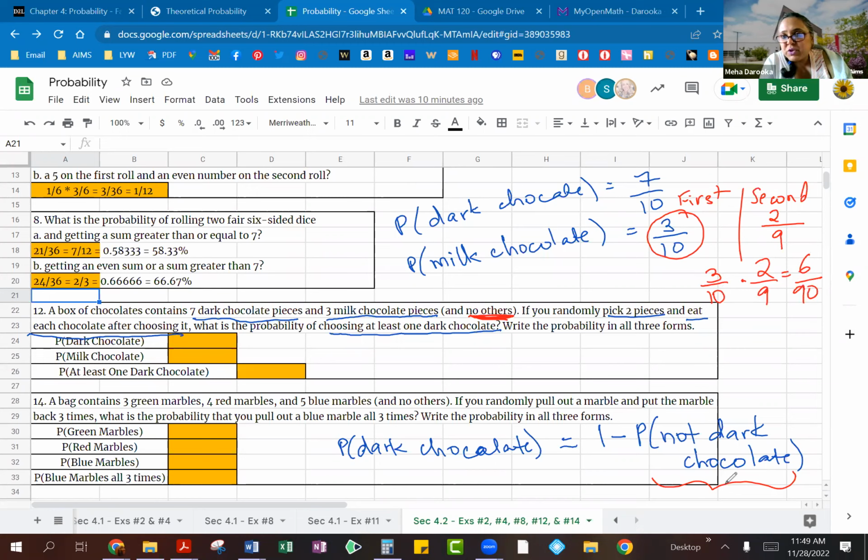So that is going to be your probability that you did not select a dark chocolate, and then you would end up doing 1 minus 6 out of 90 to get your probability of the dark chocolate. So what do you think this will come out to be when you do 1 minus 6 out of 90?